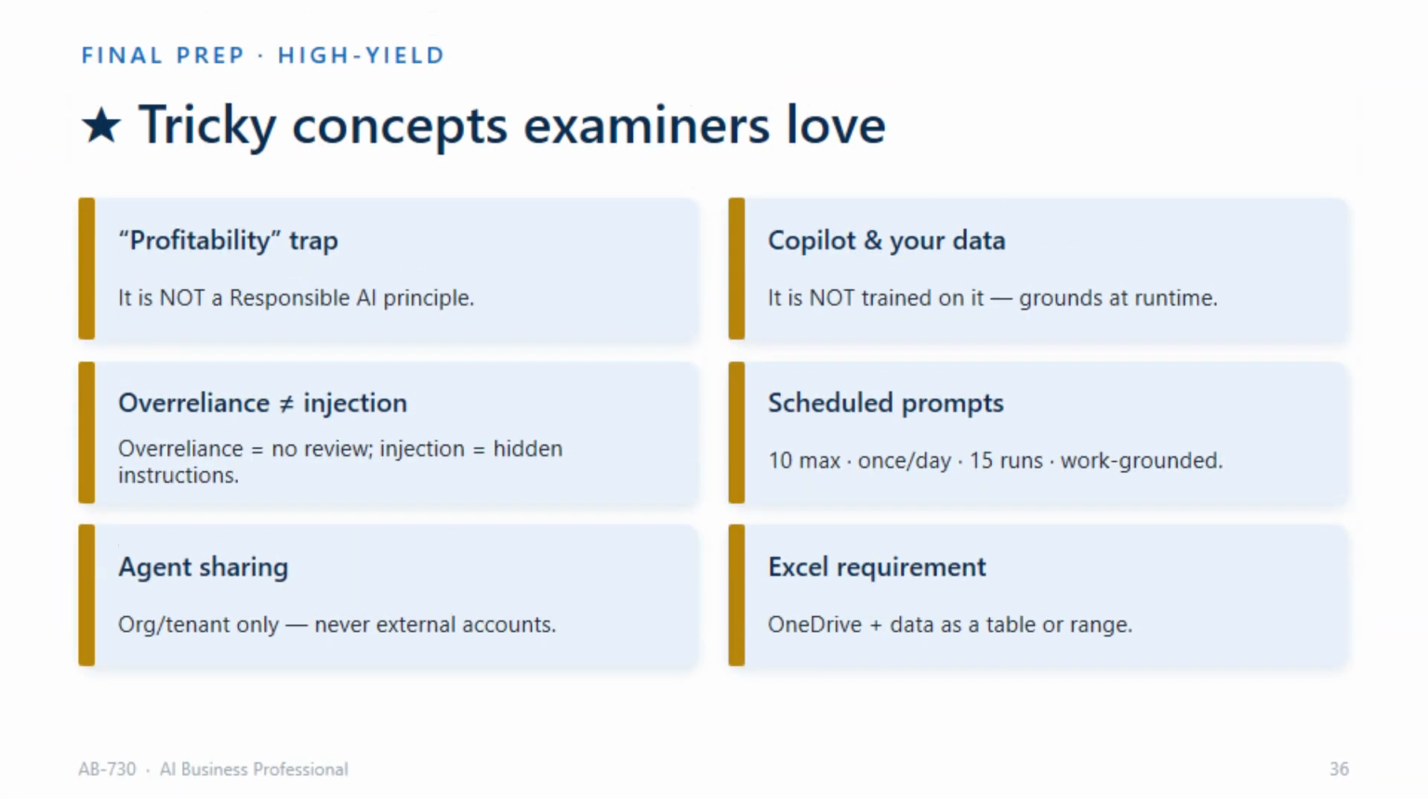Watch out for these exam traps. Profitability is not a responsible AI principle. Copilot does not train on your data. It grounds at runtime. Over-reliance is different from prompt injection. Scheduled prompts are capped at 10, once daily for 15 runs, and work only on organizational data. Agents can only be shared within your organization, and Copilot in Excel requires files on OneDrive with data as a table or range.